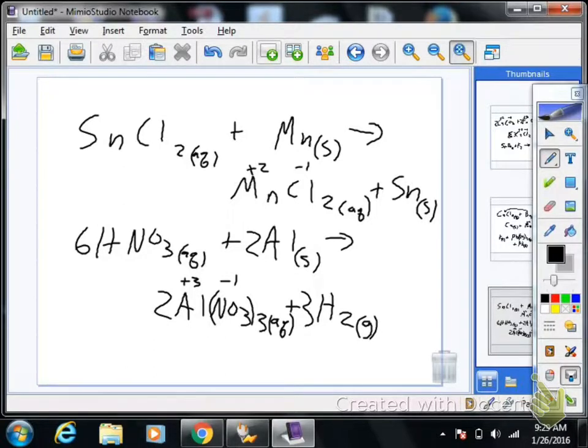What's that? A g in parentheses here? Yeah. It's a gas. Okay. Yeah. It's just telling you the state of matter.